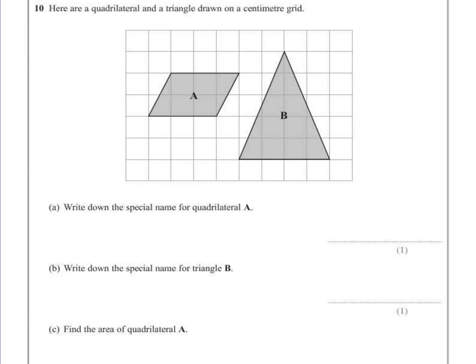Question 10. Here are a quadrilateral and a triangle drawn on a centimetre grid. Part A. Write down the special name for quadrilateral A. Okay, it's a quadrilateral shape with 4 sides, but what do we call this one? Well, I've got 2 sets of parallel lines. Only the opposite parallel lines are the same length, so this is a parallelogram.